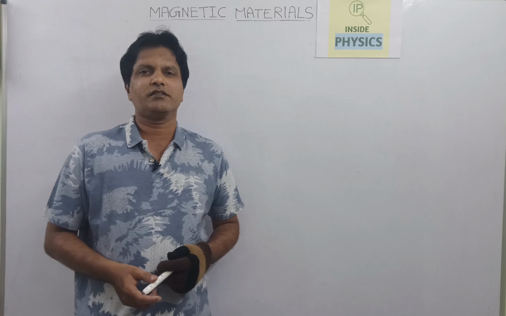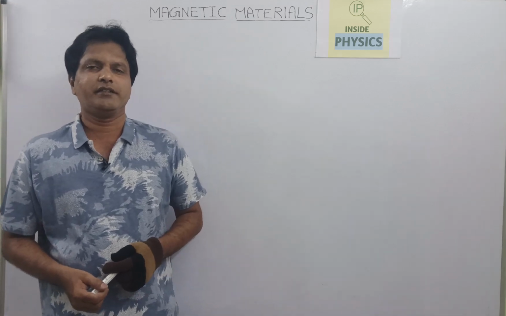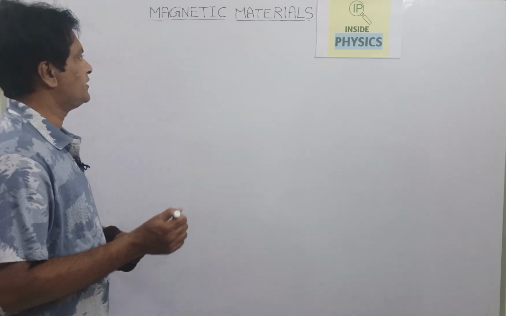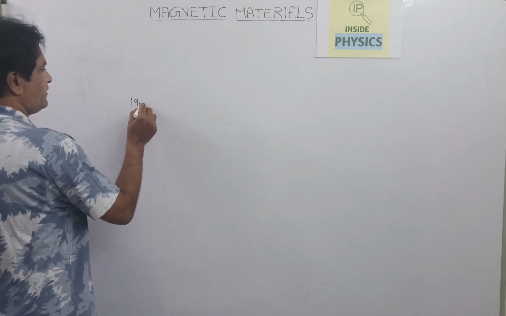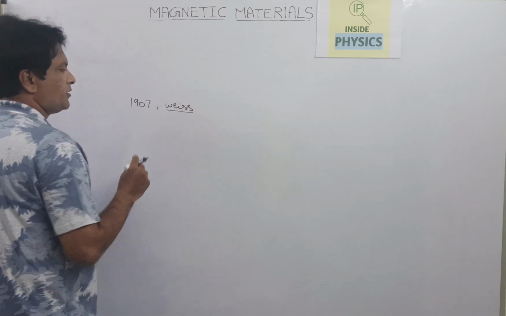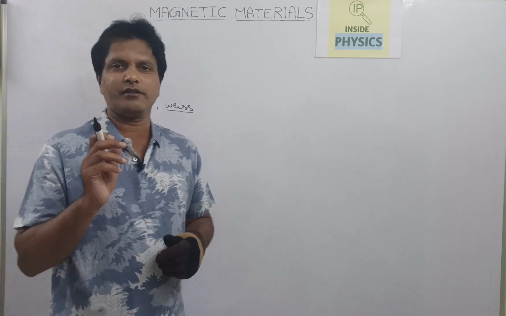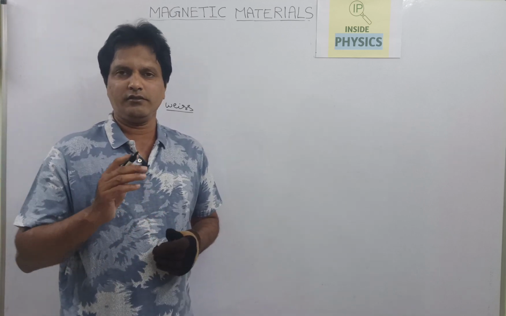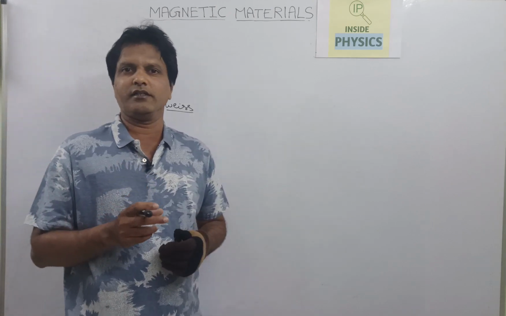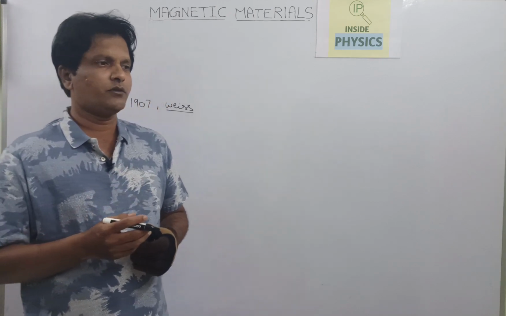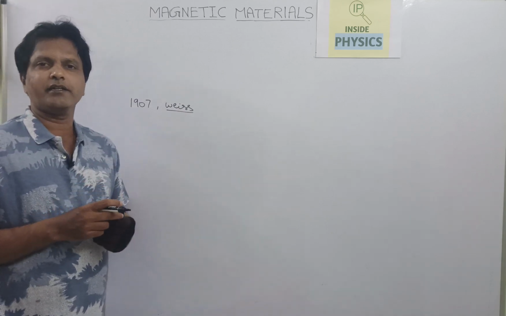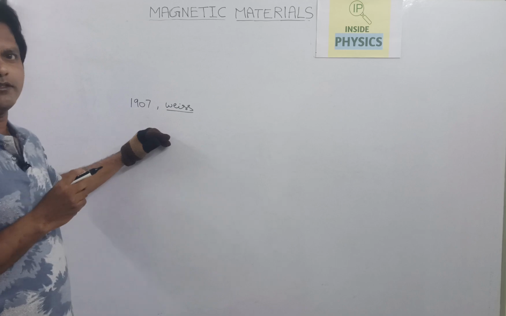Today we are going to discuss the domain theory of ferromagnetism. See, domain theory was proposed in 1907 by Weiss. He is the scientist who proposed this theory to understand the ferromagnetism in ferromagnetic materials. The magnetism is basically a spontaneous magnetism. So he was able to explain this spontaneous magnetism in ferromagnetic materials based on his domain theory.